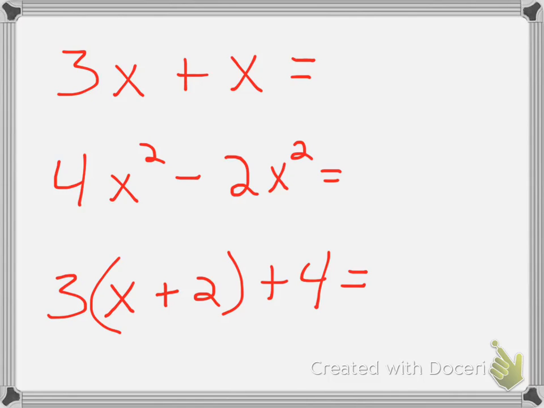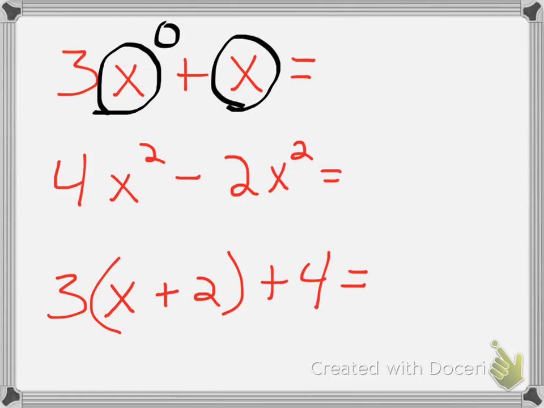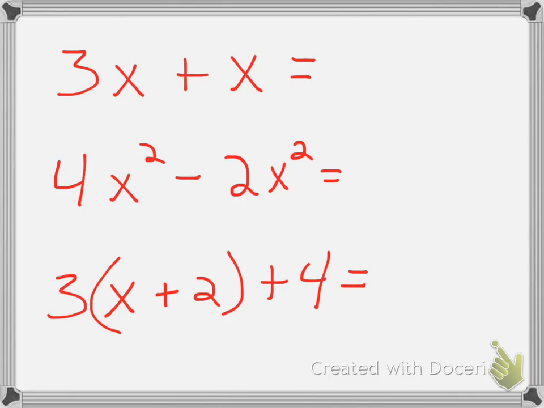So let's try this. 3x plus x. Well, this is what we're looking for. Do they have the same variable? Yeah. Are they to the same power? Yeah, they have an understood one power here. So they're the same variable to the same power, so now we can add them. So 3x plus 1x is like saying 3 apples plus 1 apple is 4 apples, or 4 x's.